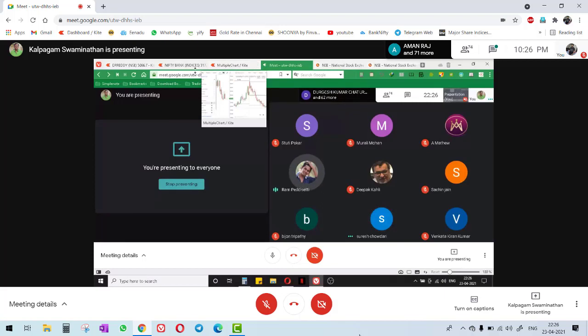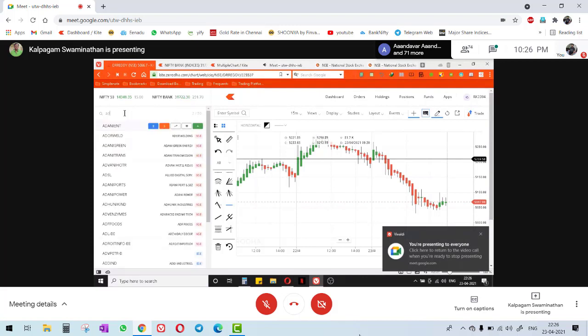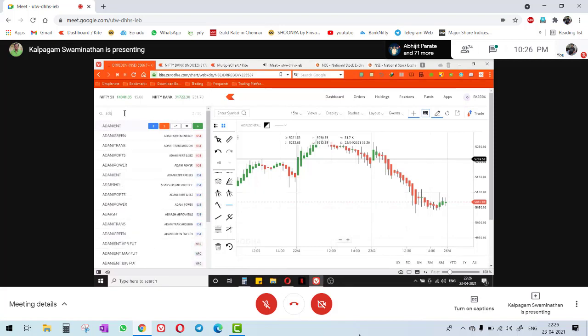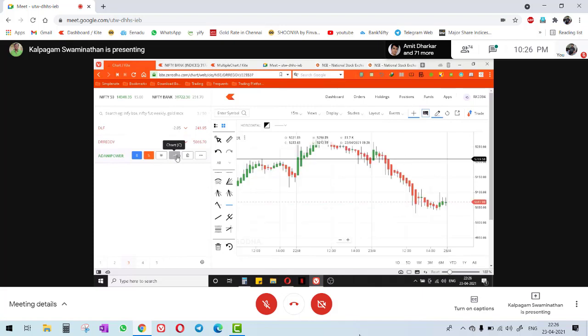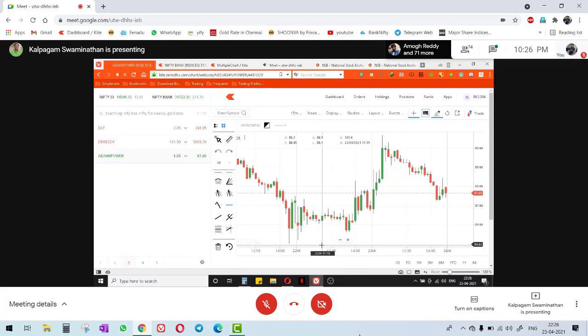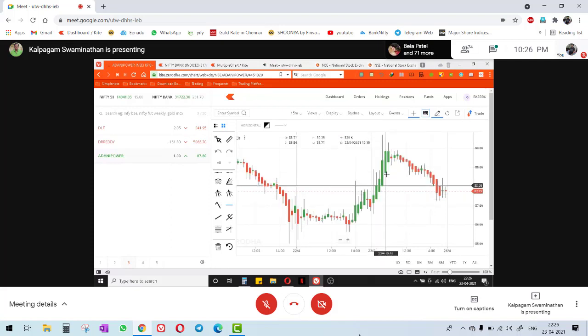Sir, can you open the Adani Power chart? Yeah, sure. Adani Power. Let's look at the normal candle first. Price is running high, going towards resistance. You will not want to take a buy entry. Correct? Wrong? Yes, sir. I had made a mistake that I ended up at the resistance.